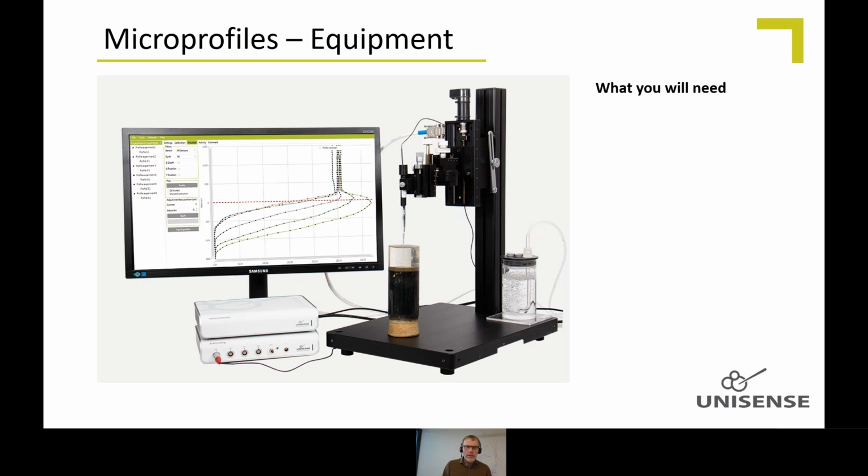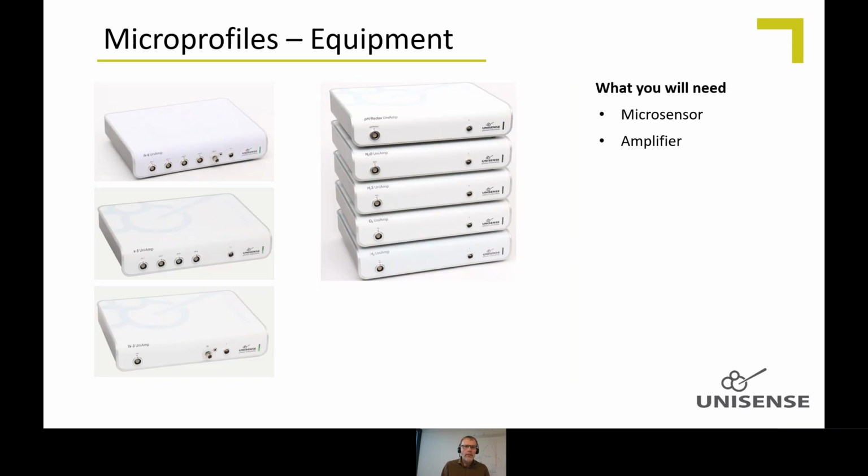So, microprofiles. This is our lab microprofiling setup. What you will need is first of all a microsensor. You'll need an amplifier. We have different amplifiers. We have the multi-channel ones here, which I already mentioned in the last presentation, those that can operate both the optical oxygen sensor and the electrochemical sensors. We have them in different versions, and then we have the dedicated ones, dedicated to one type of sensor only.